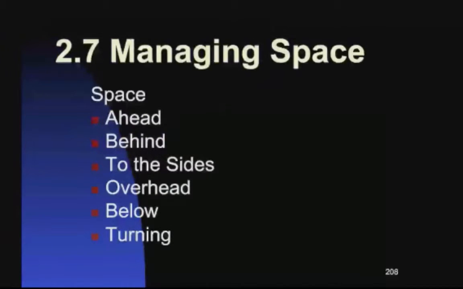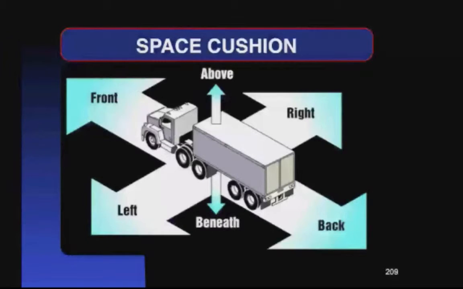Section 2.7, managing space. The space ahead, the space behind, space to the sides, overhead, below, and turning. Space cushion in the front of the vehicle, to the left, to the right, to the back, above, and beneath.